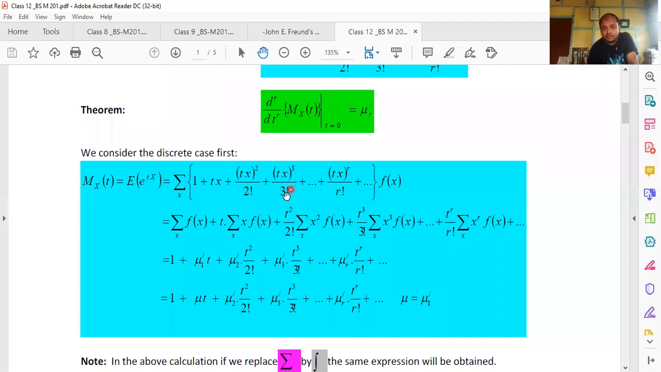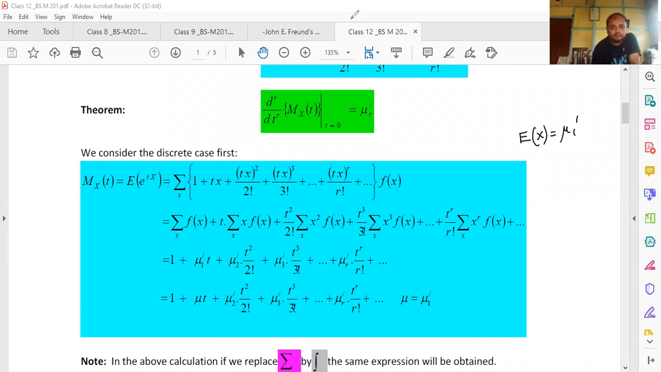Similarly, from the third one, we get t square by 2 factorial summation x square fx, and in general, t to the power r by r factorial summation over x, x to the power r fx. Now, we have discussed that summation x fx is nothing but the expectation of capital X, which is the first moment about origin. I already showed you in a note. So we can replace this summation x fx by mu1 prime.